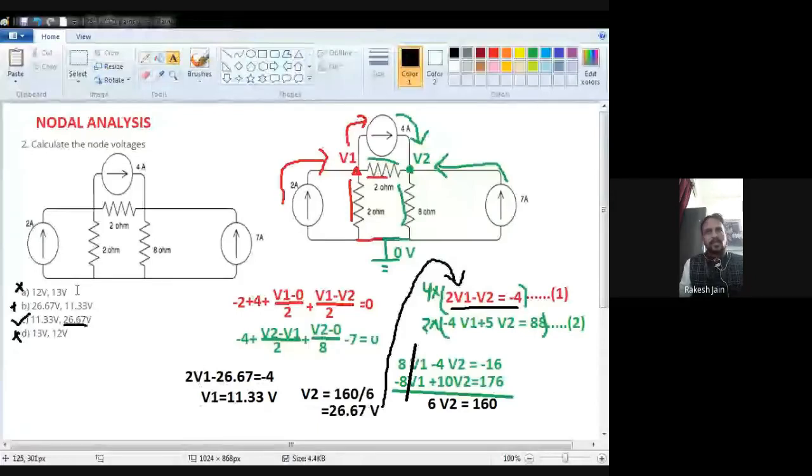Okay, now we should also calculate the remaining voltage, that is V1. So just put this V2 value in any equation.